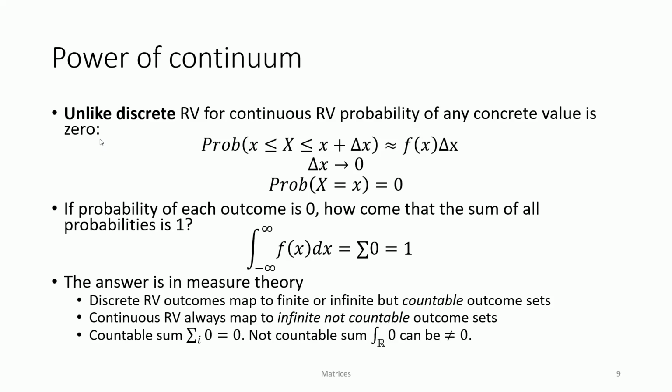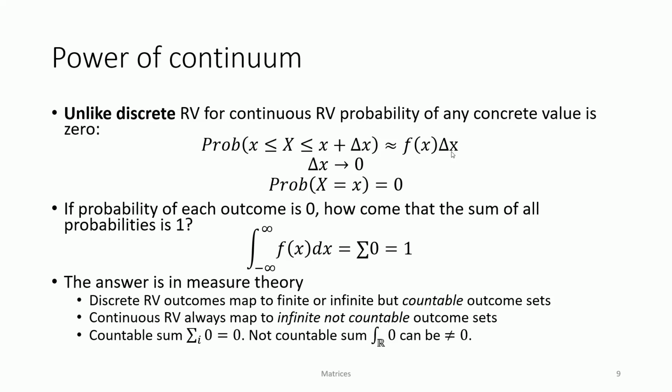But think of this: unlike discrete random variables, for continuous random variables, the probability of any concrete value is 0. So let's take a look at it. We said the probability that our random observation is in the vicinity of x, so between x and x plus delta x, is approximately equal to the density at x multiplied by the width of the region, delta x.